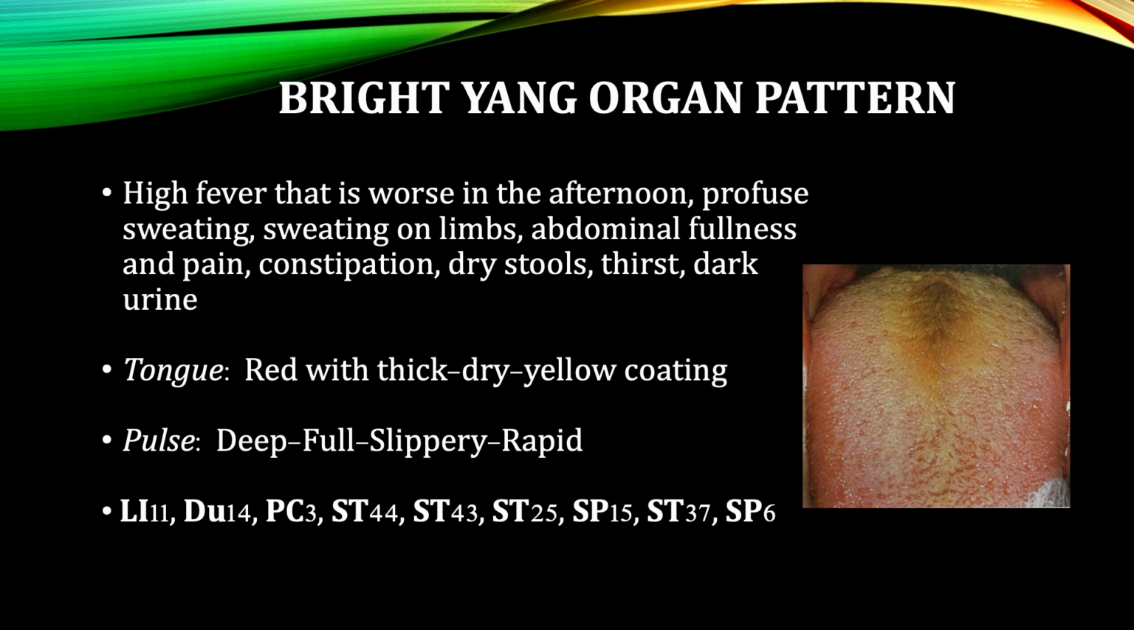Bright yang organ pattern: high fever that is worse in the afternoon, profuse sweating, sweating on the limbs, abdominal fullness and pain, constipation, dry stools, thirst, dark urine. Tongue is red with thick, dry yellow coating. Pulse, deep, full, slippery, rapid. Points: LI 11, DU 14, PC 3, Stomach 44, Stomach 43, Stomach 25, Spleen 15, Stomach 37, Spleen 6.